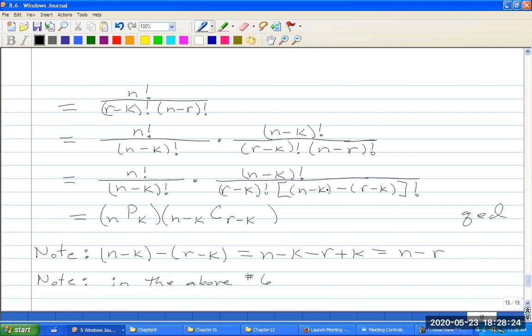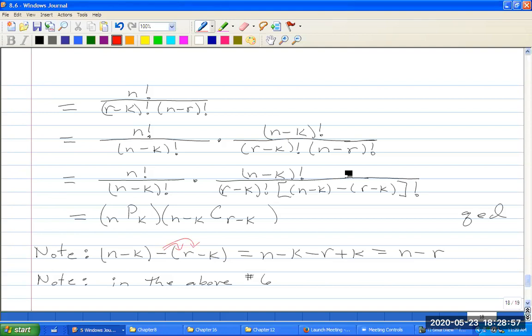So I should note that the n minus k minus r minus k is just equal to n minus k, multiply the minus inside the parentheses, minus r plus k, the k's cancel, so you get n minus r. So that's this computation here, why these are equal, even though I said it also when I was doing it.